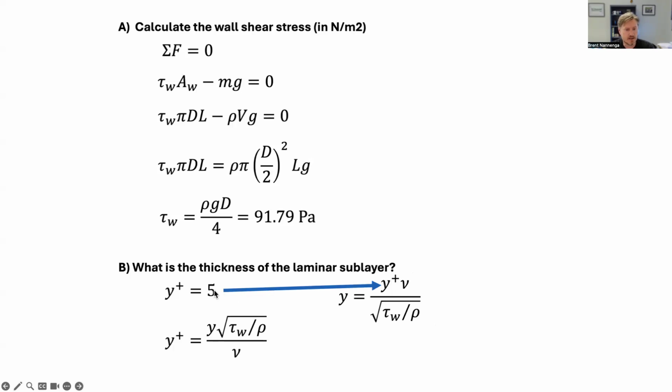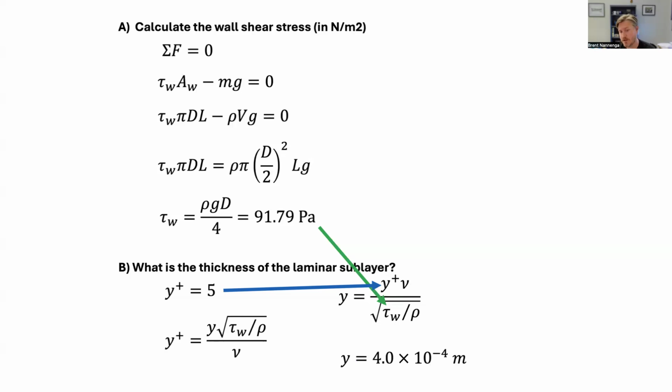So we can go ahead and plug in 5 right up here. We plug in our wall shear stress. We were given our density, and we were given our kinematic viscosity, which is just our regular viscosity mu divided by density. When we plug all that in and calculate for your real distance, you get this value here, 4 times 10 to the negative 4 meters. So you can see, very, very thin.